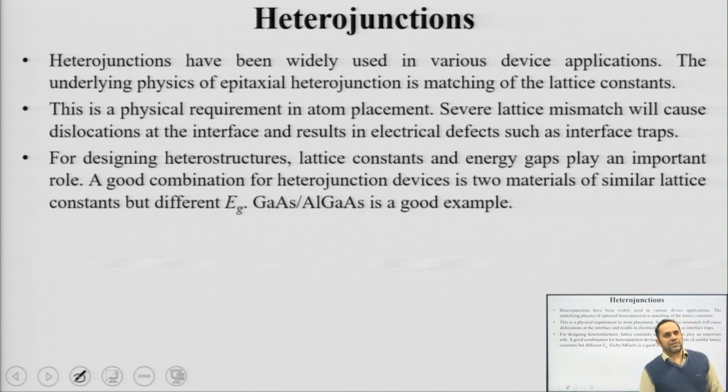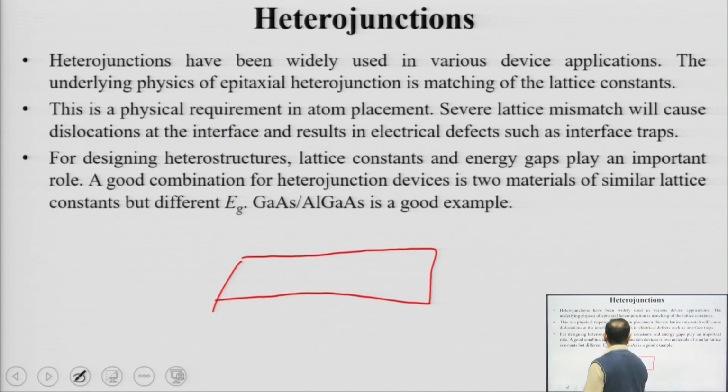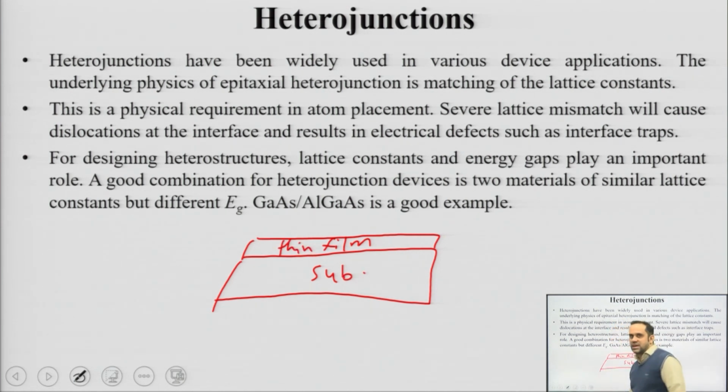The underlying physics is that suppose you have a large, thick substrate, okay, and you deposit a thin film. So, you have a certain thin film and this is your substrate, okay. When you deposit a thin layer on a large substrate, the thin film, because of its lower thickness, will tend to copy the lattice structure of the substrate, okay. If there are two dissimilar materials with dissimilar lattice structures, the thin film on the top will try to copy the lattice structure of the substrate on the bottom. This is going to produce strain, okay.